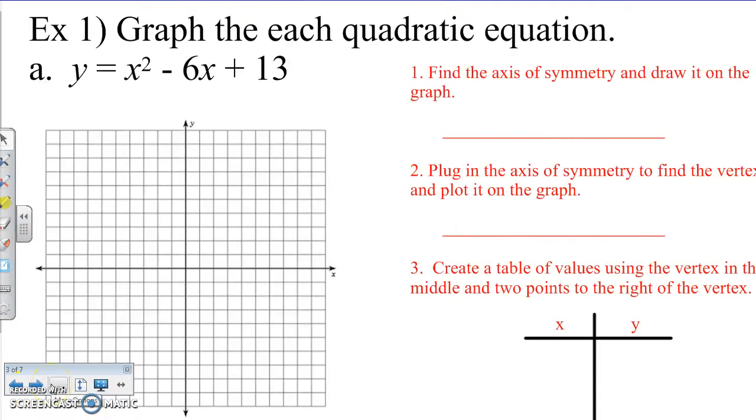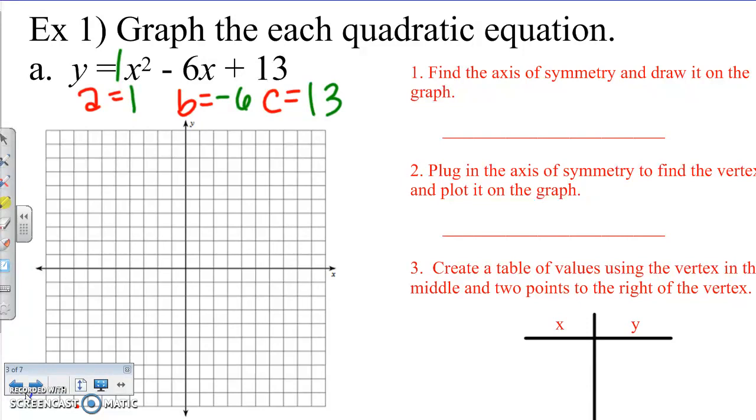Here's how this works. All right, so I've got this in standard form. So my first step is I need to write what A, B, and C are. In this case, since there's nothing in front of that x squared, it's a 1. B is going to be negative 6, and C is going to be 13.